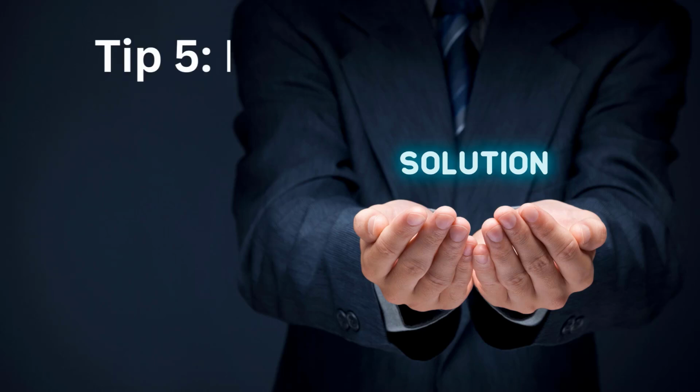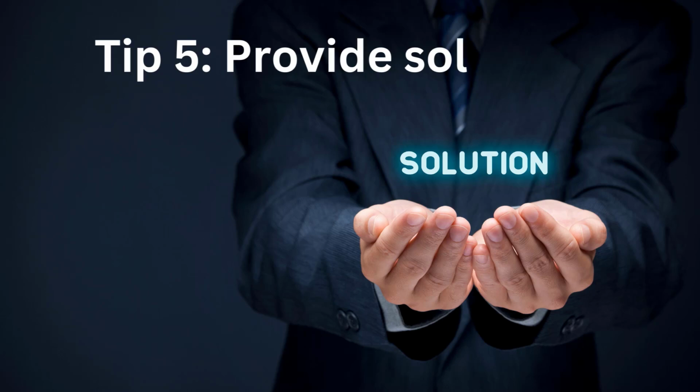Tip 5. Provide solutions. Once you've listed the problems your prospects may be experiencing, the next step is to provide a means to solve the problem. You might say something like this, for example: if you're interested, my company helps small businesses list their businesses on Google My Business so that potential customers from your area can easily find your brand, product, or service.